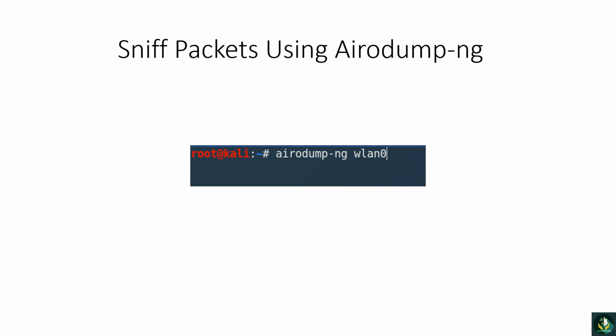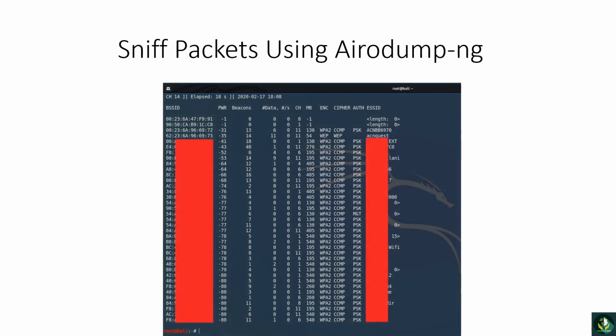So first, run airodump-ng followed by the name of your wireless interface, wlan0. After running this command, it will discover all the networks around me, and this program will continue running until we quit, which is Ctrl+C to quit. As you can see, all of these wireless networks are running around me.